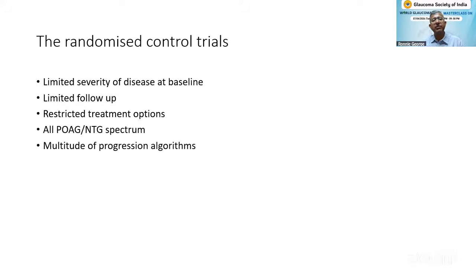The advantages of the randomized controlled trials are that they're well documented, there are well-defined endpoints, and structure and function are both available. But of course, today we're going to speak mostly about functional changes. The disadvantage is that they very often have very limited severity of disease at baseline. They have limited follow-up, restricted treatment options, and they cover only the POAG spectrum. And a multitude of progression algorithms have been used. So I'm also going to include some clinical data sets to talk to you about the risk factors for progression.